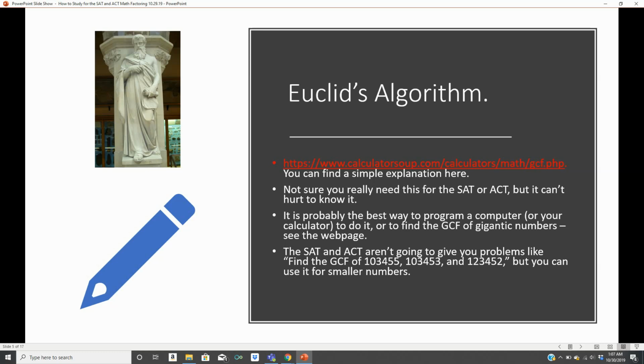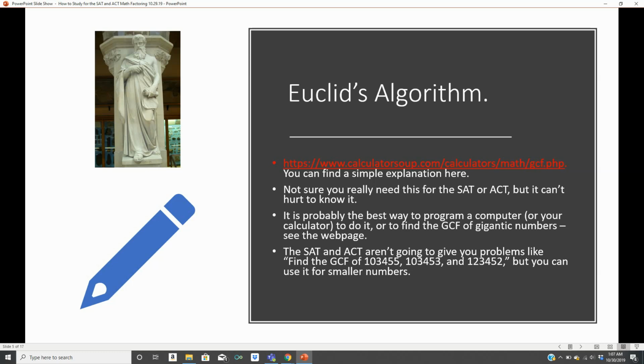Anyway, I don't know if you really need to know this for the SAT or ACT, but it can't hurt to know it. Knowing more than one way to solve a problem is always a good thing, as long as you understand both of them. It is probably the best way to program the computer or your calculator to do it, or to find the GCF of gigantic numbers. You can see the web page for examples.